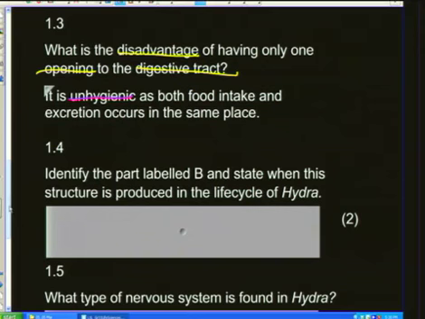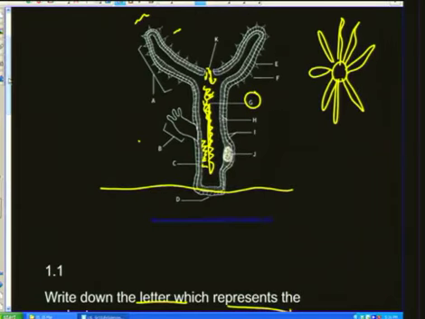Okay, identify the part labeled B and state where the structure is produced in the life cycle of the hydra. That's the hydra there. B, this thing here.